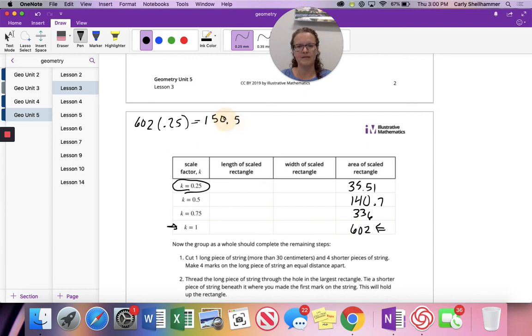Okay, why is that? Well, we're not just taking the scale factor of the area, we're actually taking the scale factor of the length and the width. So I'm really taking that scale factor twice. Well, let's do this. I'm doing the scale factor of the length and the width. Let's calculate that again.